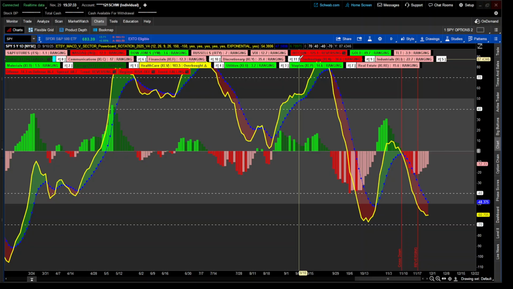So, a rating for their MACDs. Right now we have healthcare as number 1, we have energy as number 2, and we have staples as number 3. And where's number 4? Utilities is number 4. They're all above zero, but these three are considered ranging, and they're all considered defensive as well. So we go into the actual indicator.